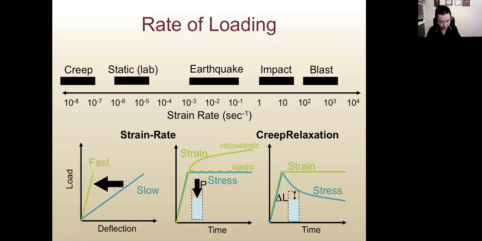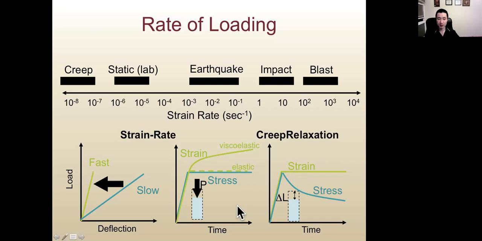Because concrete has viscoelastic properties, the deformation is also time dependent. When the load rate is fast, the deflection will be smaller compared to the same magnitude of load with a slower load rate. So with faster load, we have smaller deflection. Again, because the viscous component of the concrete is time dependent, the faster the load, the smaller the deflection.